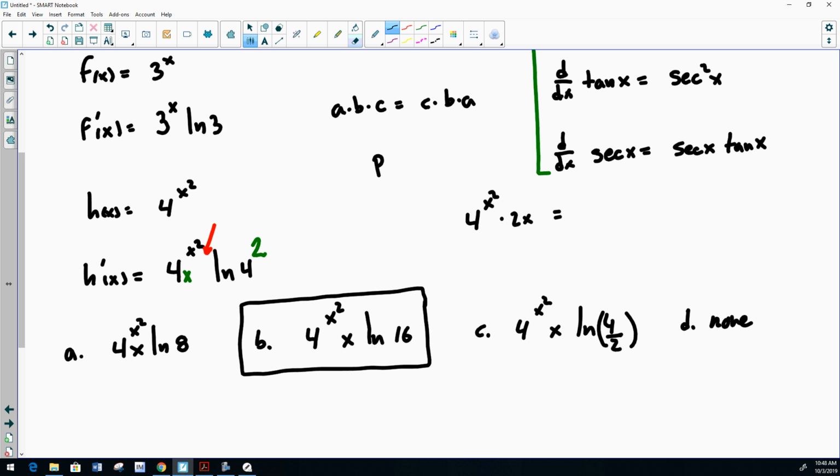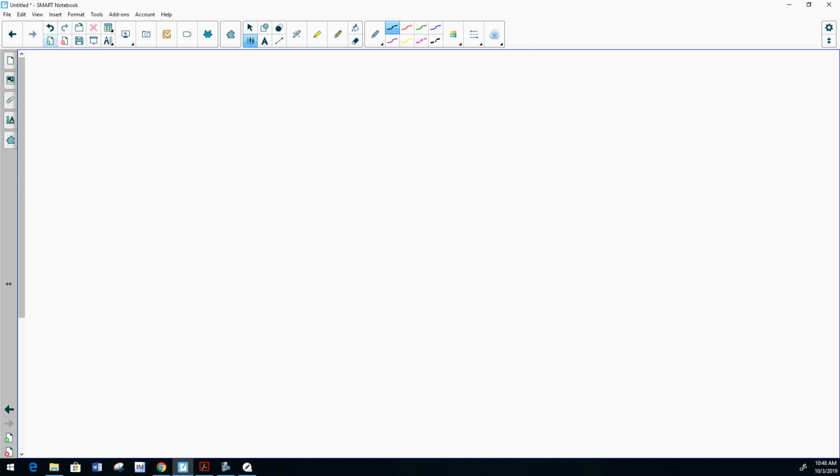F of x equals 7 to the sine x. Find f prime of x. So the template cannot change. It has to be 7 to the sine x ln 7 times the chain rule. The derivative of sine is cosine. Yes? Is it starting to make sense or no?